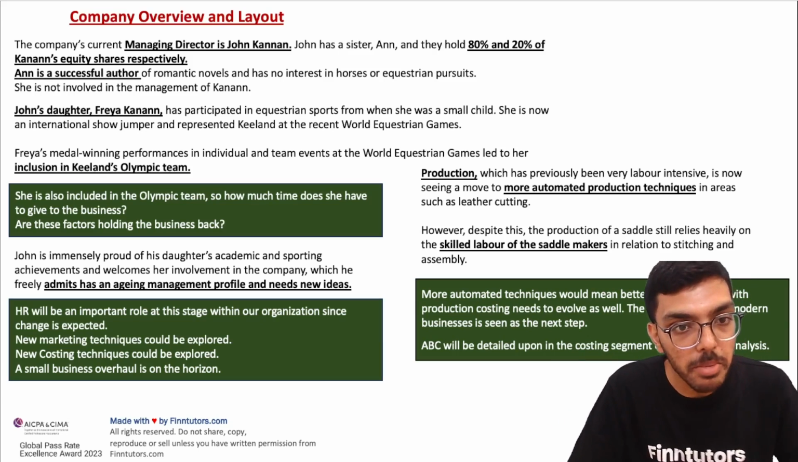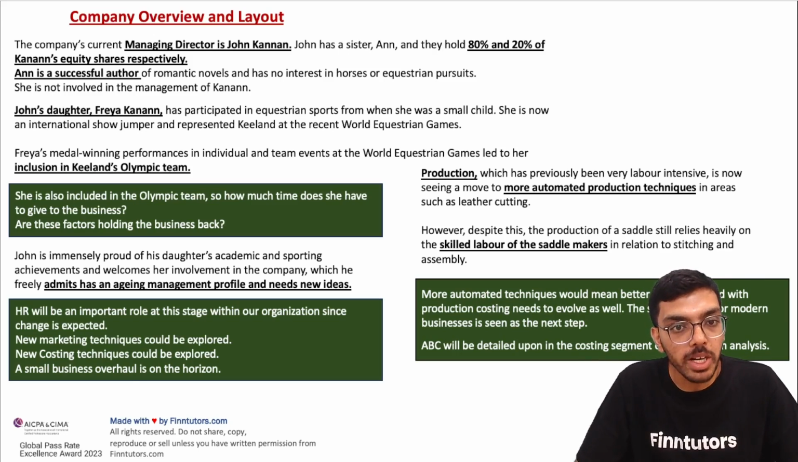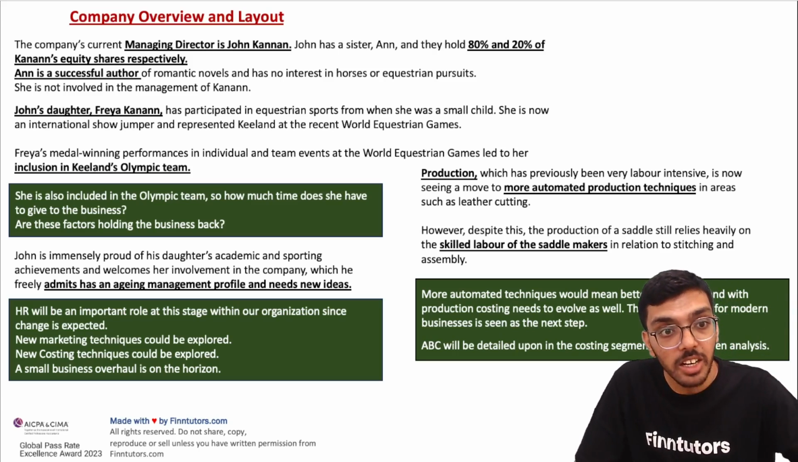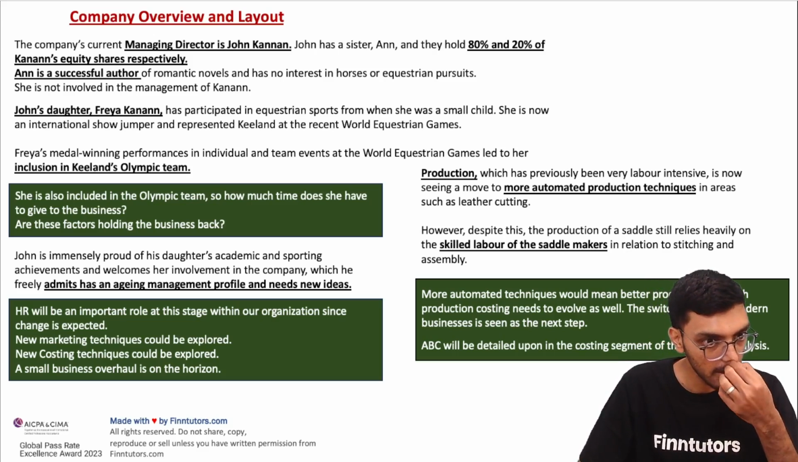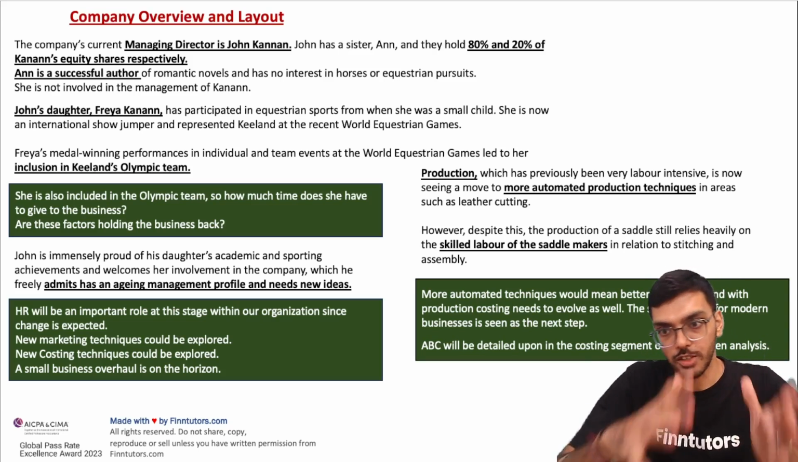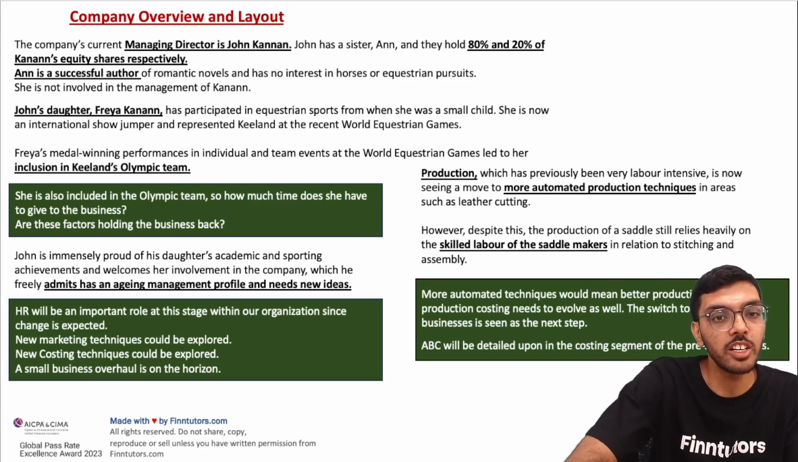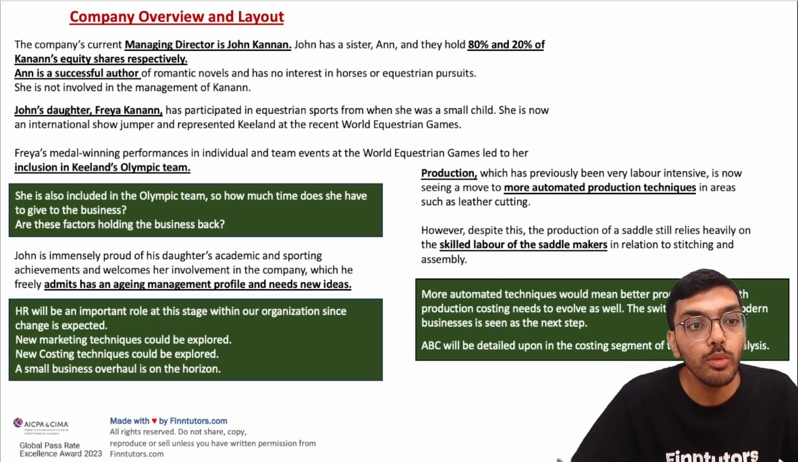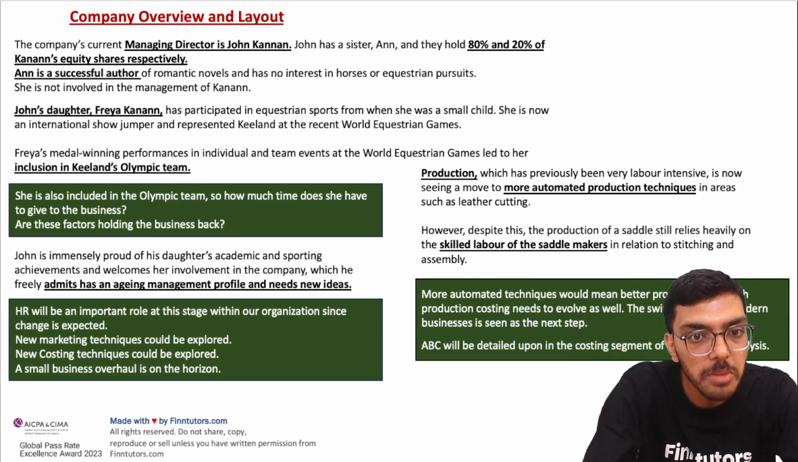Now John is immensely proud of his daughter's academic and sporting achievements and welcomes her involvement in the company, which he freely admits has an aging management profile and needs new ideas. So again, very clear over here that there is the need of new blood, because this company, as we go deeper, we will learn that it is in a stagnant position. It needs to grow, it needs to move forward. So is the company not moving forward because of this aging management profile? It can be the case.